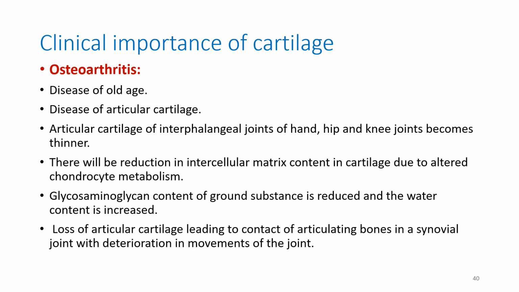There is loss of articular cartilage leading to the contact of articulating bones in a synovial joint with deterioration in movements of the joint. So, for example, in the knee joint, there is loss of articular cartilage with age that results in contact between the articulating bones that reduces the movement in the joint.